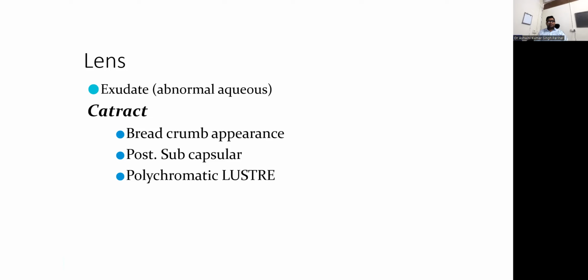will have a particular appearance, either the breadcrumb appearance, or the polychromatic luster, or sometimes these exudates will go behind the lens capsule and deposit in the posterior capsule also, the posterior subcapsular area also.